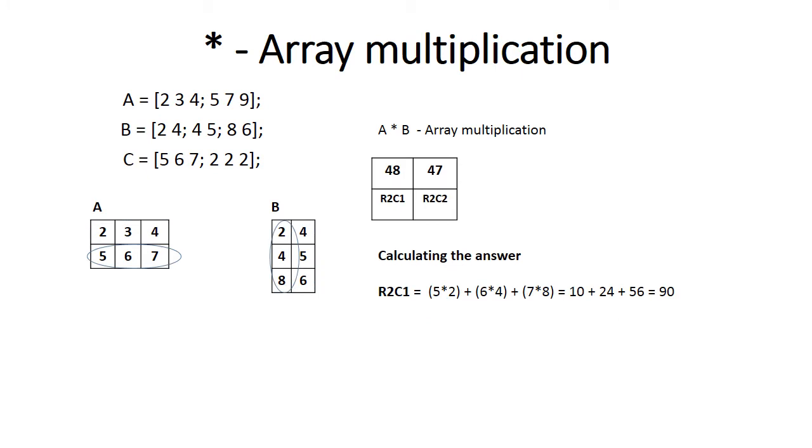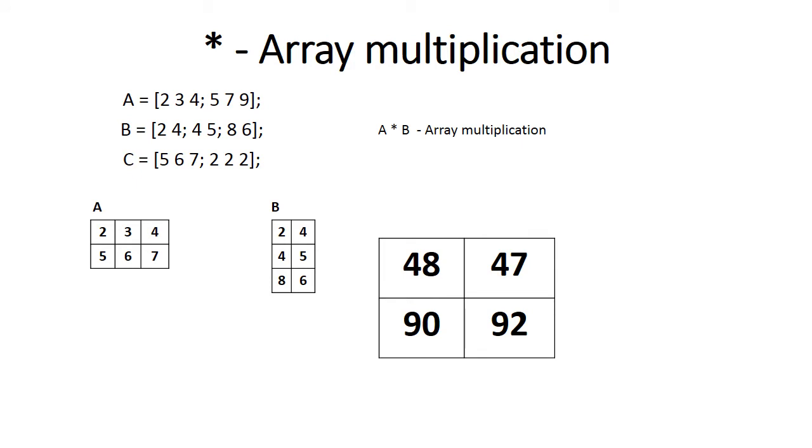For the second row and first column of the answer, we use the second row of A and the first column of B. So it's 5 times 2 plus 6 times 4 plus 7 times 8, which gives us 90. Then the second row and second column of the answer uses the second row of A and the second column of B. We apply the same recipe and find that the value is 92. So the final answer of A times B, normal array multiplication, is 48, 47, 90, 92.